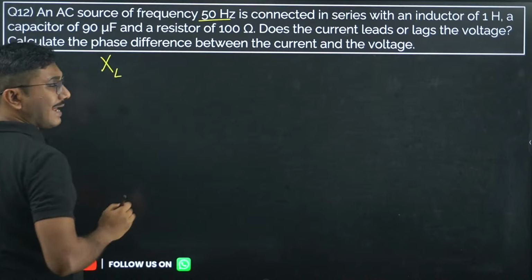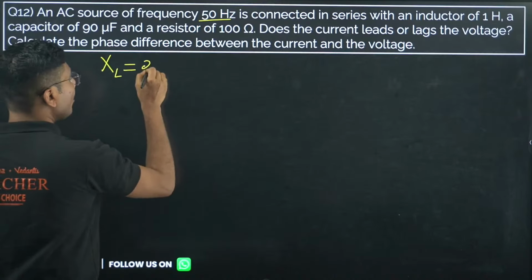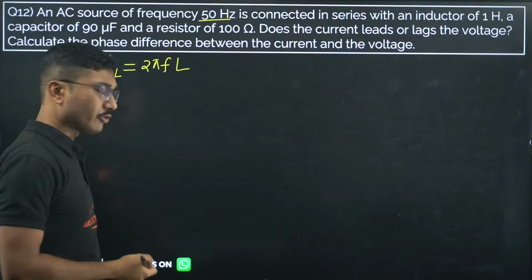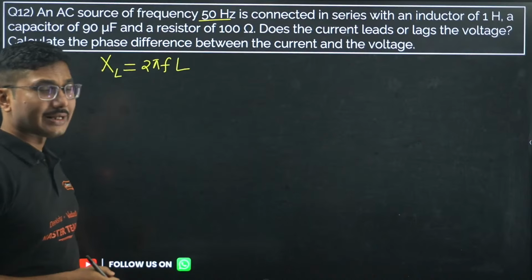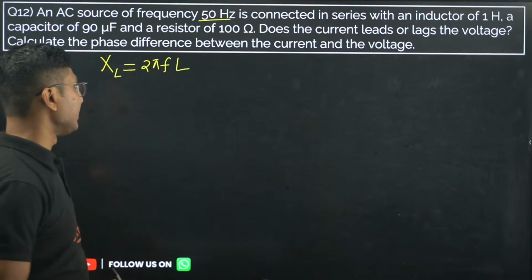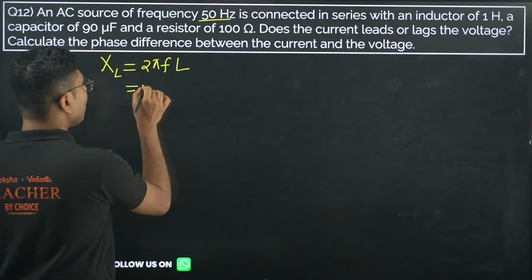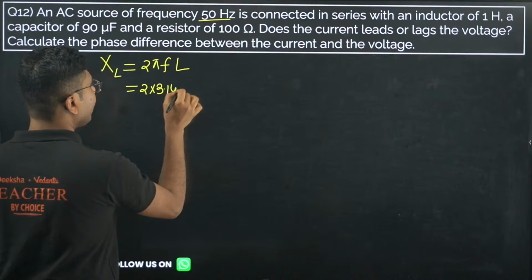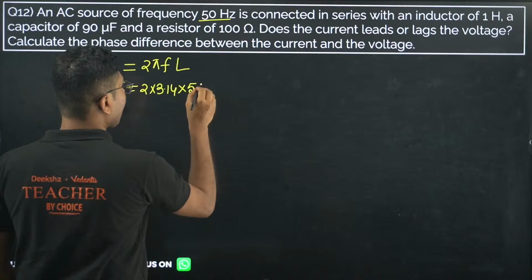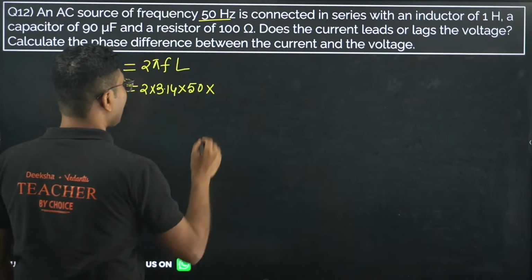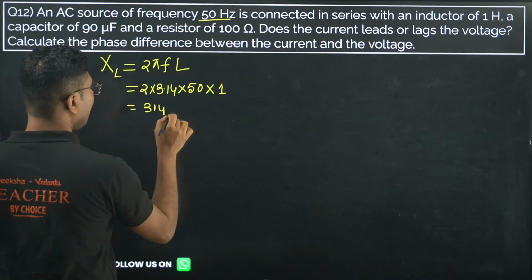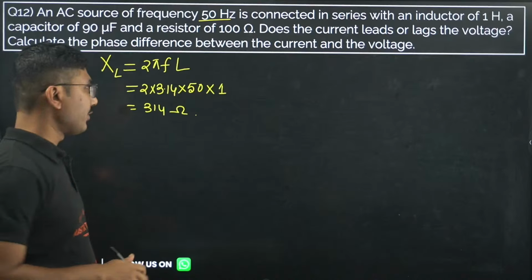So XL equals 2 pi f into L, that is omega L, but obviously omega will not be given in your question. In the last 10 years' papers, if it is a question based on AC, they always give frequency. Okay, they always ask frequency. So 2 pi fL, so 2 into 3.14, you cannot take the full value of pi, obviously. f is 50 Hz and inductor is 1 Henry. So it will be 314 ohm. XL is 314 ohm.